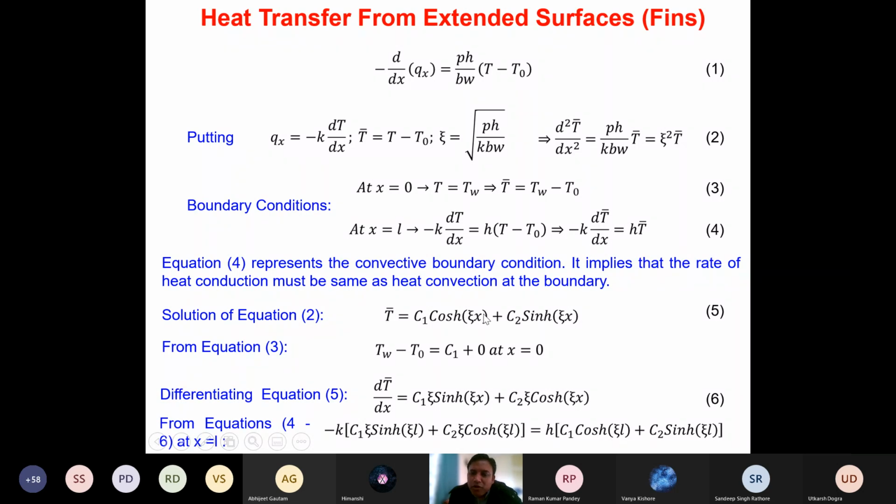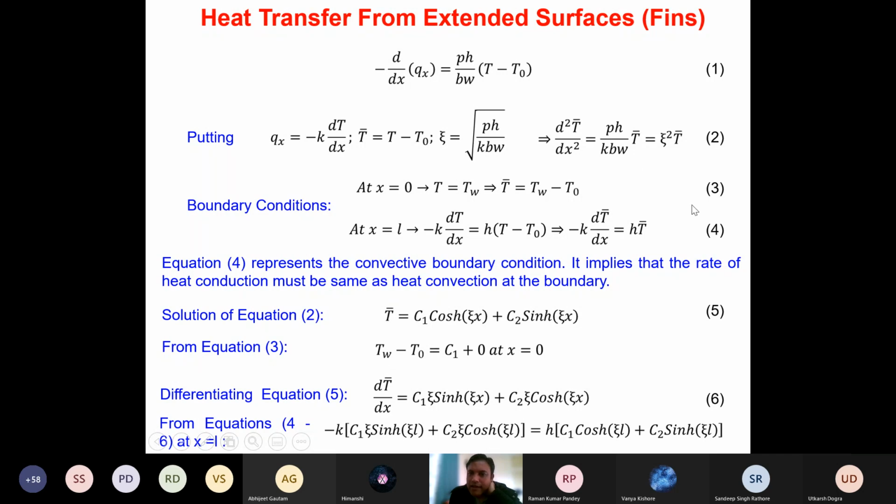All right. So in this equation, let's put the boundary condition. So what is the first boundary condition? At x equals 0, we are getting this T bar as Tw minus T naught. So we can put that Tw minus T naught, and x is 0. If I put x equals 0 here, both these terms become 0. So what we get is C1 equals Tw minus T naught. Is it clear to everyone?